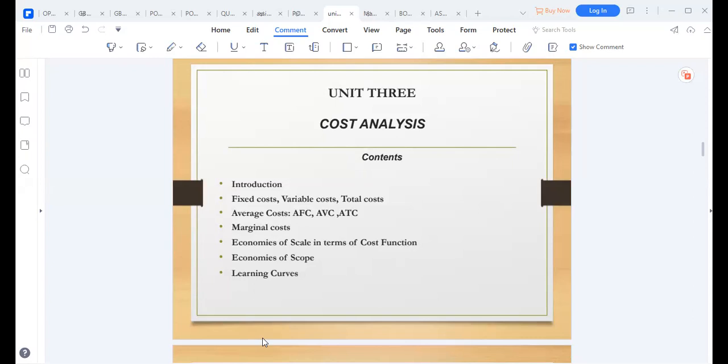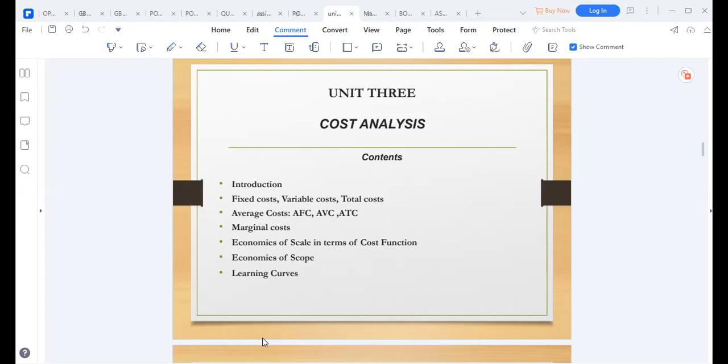Now, these costs really play a very crucial role, especially in determining the pricing strategy that a firm may choose to adopt. In terms of profit margins, in terms of business efficiency, cost analysis is essential. So I'll break down costs in terms of the following elements. Fixed costs, what are these? Total costs, what are they? Average costs, marginal costs, the concepts behind them.